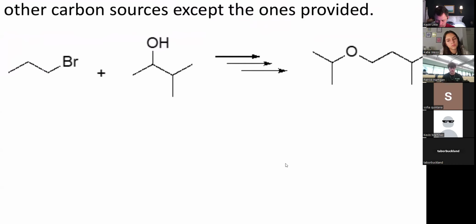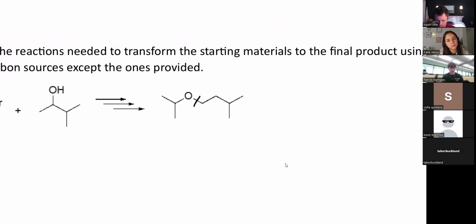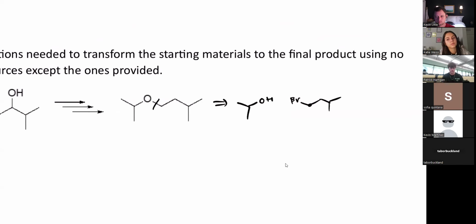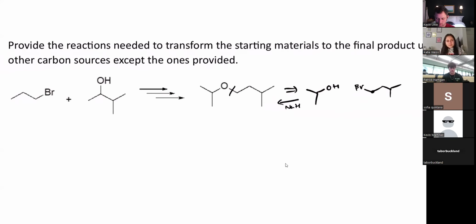I would say I'm going to work backwards. I know that this had to be done using an alcohol and a thing with a leaving group. And my thing with a leaving group had to be on this carbon. I'm choosing the leaving group to be on this side because that gives me a primary leaving group versus a secondary leaving group, which is more likely to do SN2.